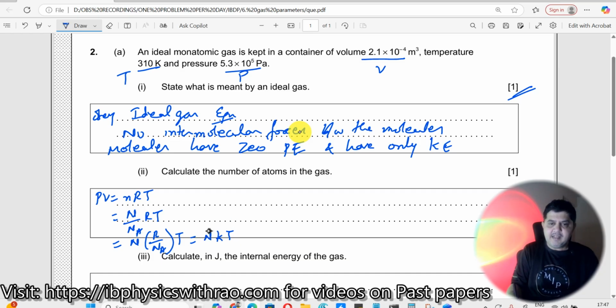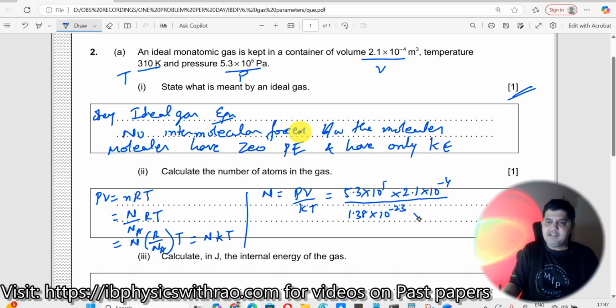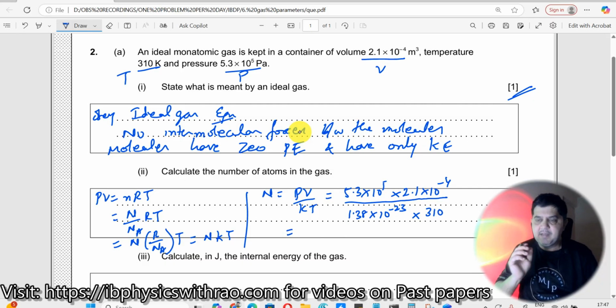Now we take N as the subject. I will write N = PV divided by kT. Though this derivation has not been asked, if you want to know, I'm just writing it over. What is P? P is given here. So I will write this as 5.3 × 10^5 multiplied by the volume, 2.1 × 10^-4, divided by, what's the value of k? 1.38 × 10^-23 multiplied by the temperature. What is the absolute temperature? 310. Remember, in thermal physics, everything should be in Kelvin only. It should not be in degrees Celsius.